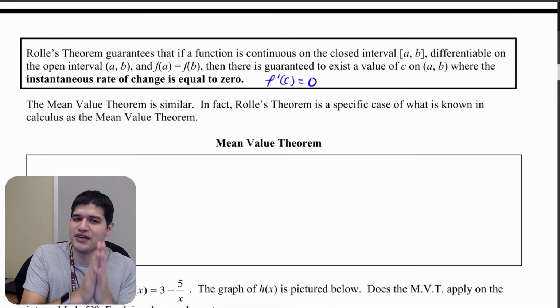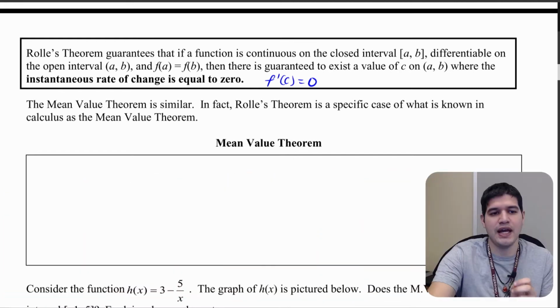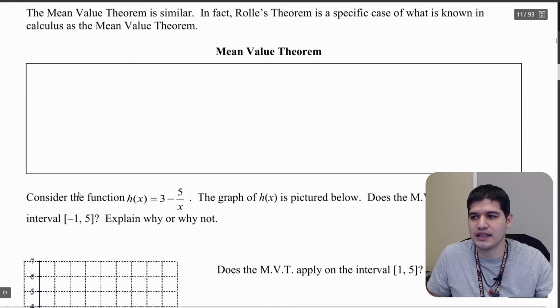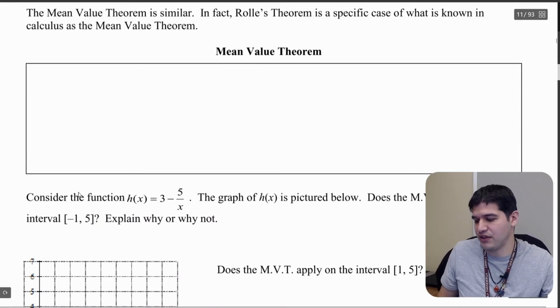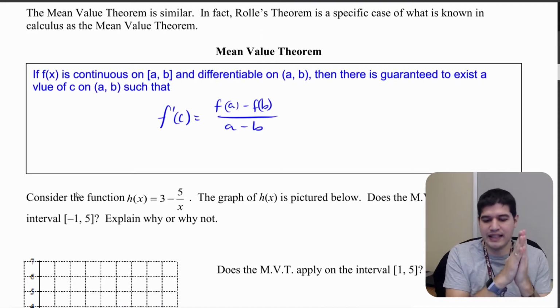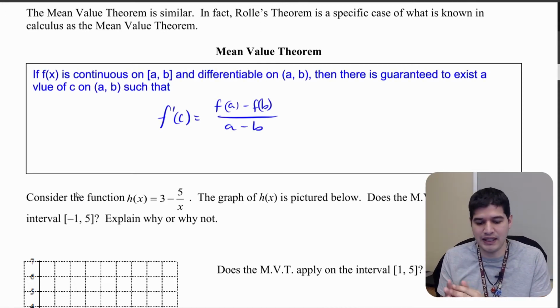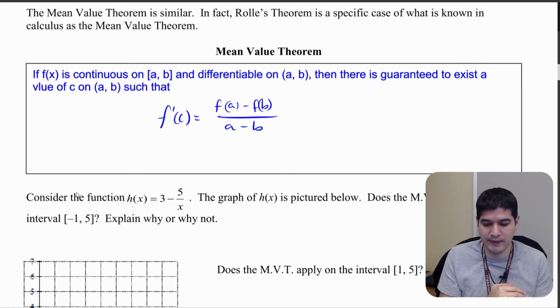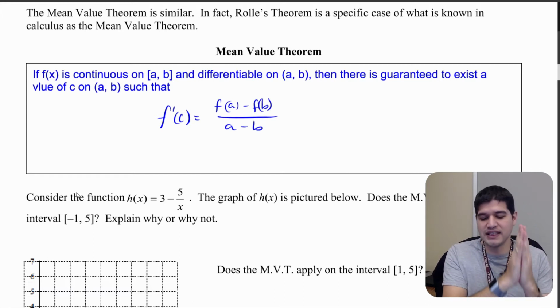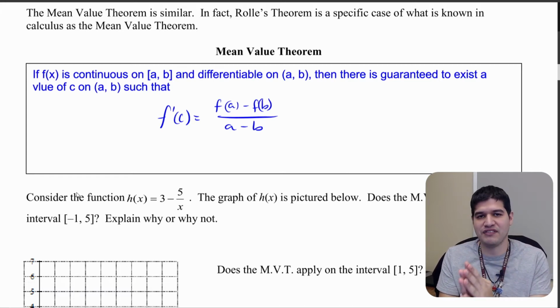So the mean value theorem is actually very similar. And Rolle's theorem is a specific case of the mean value theorem. And so what we want to do here is let's go ahead and state what the mean value theorem is. If f of x is continuous on [a, b] and it's differentiable on (a, b), then there is a guaranteed value c to exist on (a, b) such that f prime of c equals f of a minus f of b over a minus b.